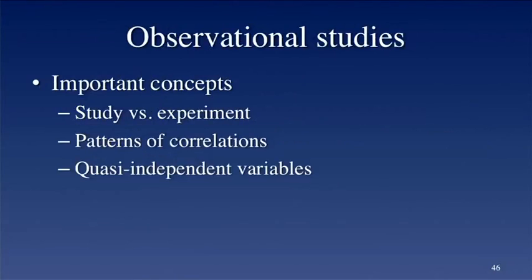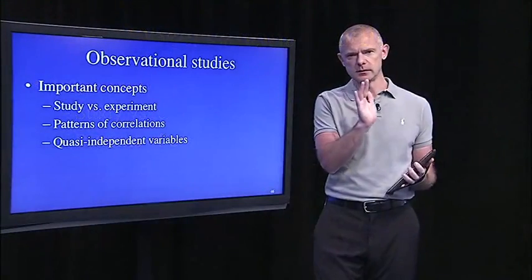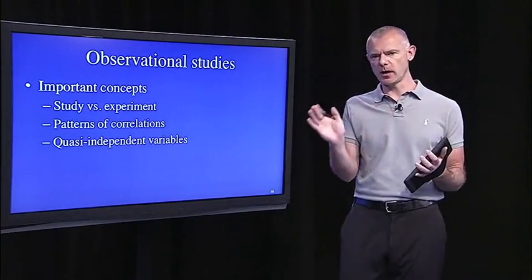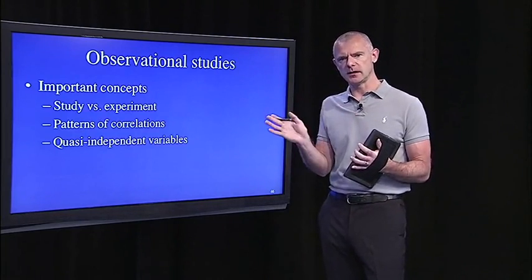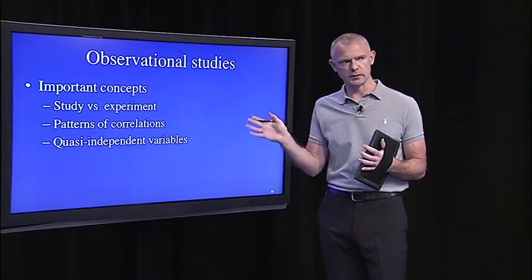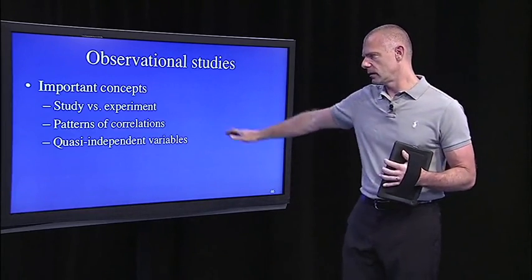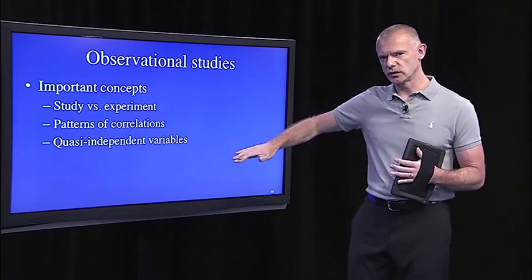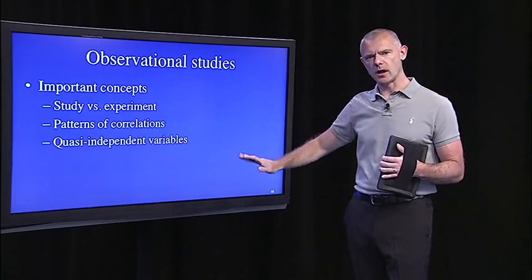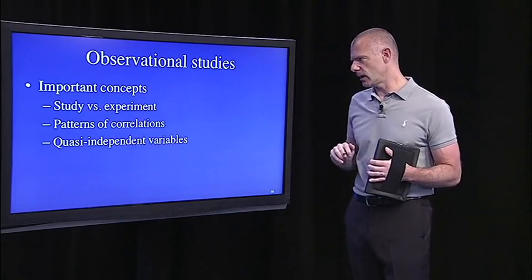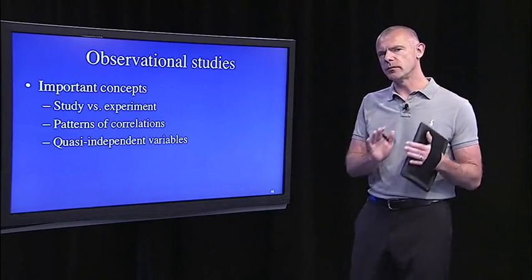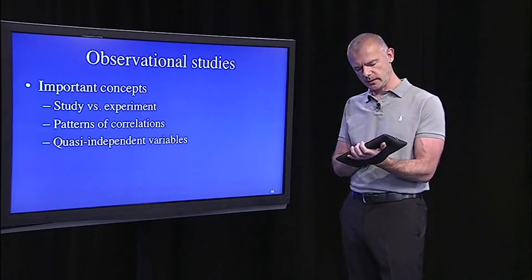So the important concepts to take away from this second segment: know that when I make this distinction in my language between a study and an experiment, that means I'm making a distinction between an observational type of study versus a true experimental design. And within these observational studies, a lot can be done by looking at patterns of correlations. We'll talk about correlations early on in this course. And know the distinction between a true independent variable and a quasi-independent variable.